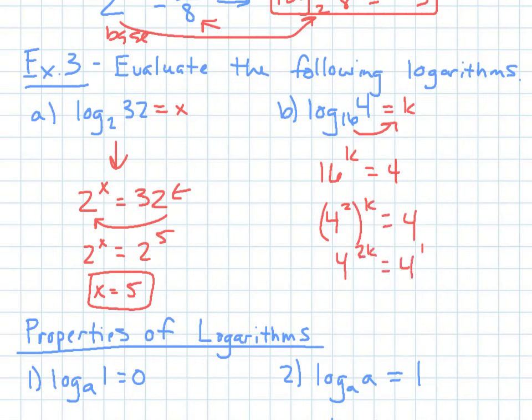And one of the nice things here, like I did in the last one, if I have the base is the same thing, you can write a new equation to help you solve for the exponent. So 2k is equal to 1. So then I would divide by 2, which k would be 1/2. Okay? And so then that would be my answer.